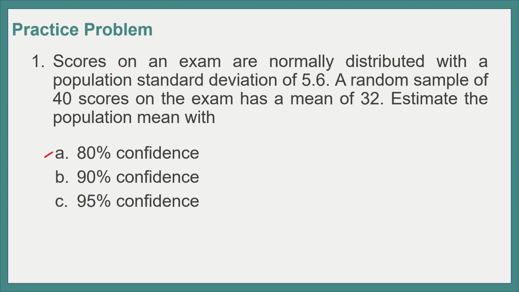So for number 1, scores on an exam are normally distributed with a population standard deviation of 5.6. A random sample of 40 scores on the exam has a mean of 32. Estimate the population mean with letter A, 80% confidence, letter B, 90% confidence, and letter C, 95% confidence. So we want to know the range of values with 80%, 90%, and 95% confidence that our interval estimate contains the true value of the population mean.